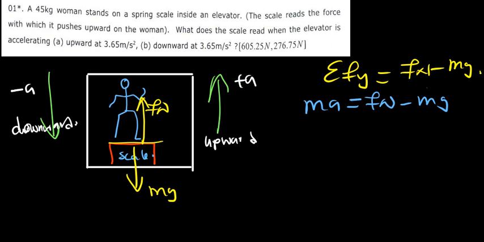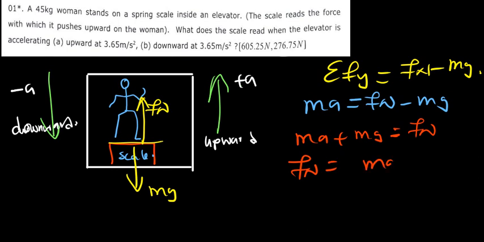So I'll shift this to the left hand side. So I have ma plus mg is equal to the normal force. This is the same as I can put Fn here and say Fn equals ma plus mg like this. Any question?